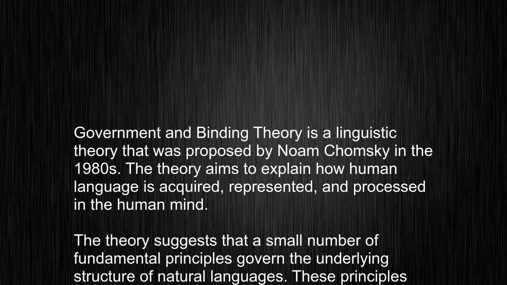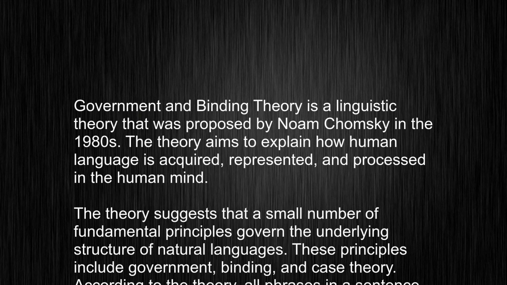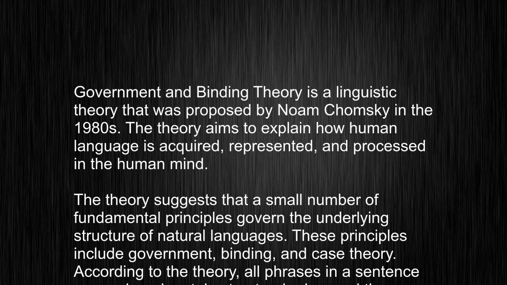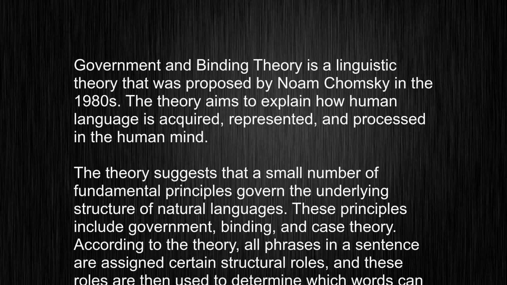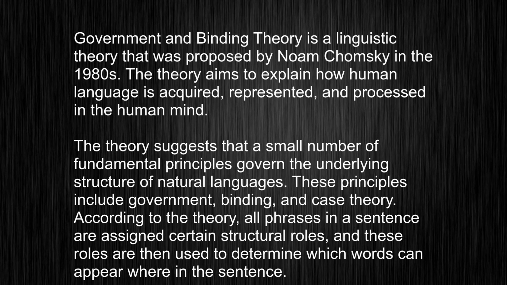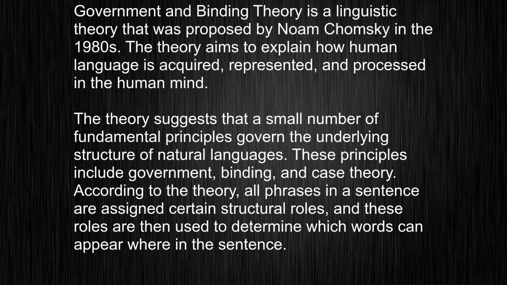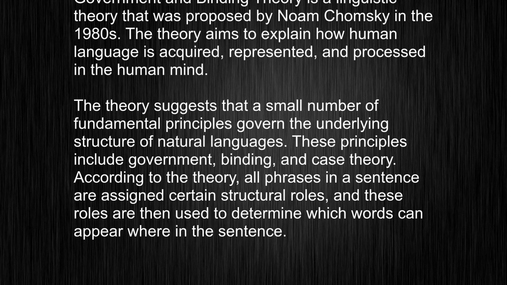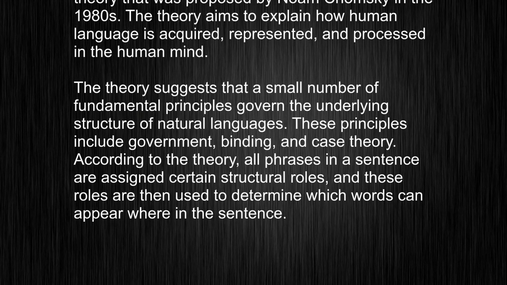Government and binding theory is a linguistic theory that was proposed by Noam Chomsky in the 1980s. The theory aims to explain how human language is acquired, represented, and processed in the human mind. The theory suggests that a small number of fundamental principles govern the underlying structure of natural languages. These principles include government, binding, and case theory.